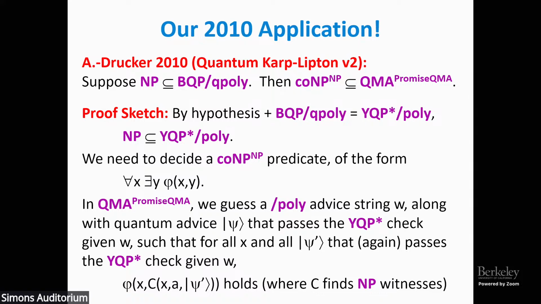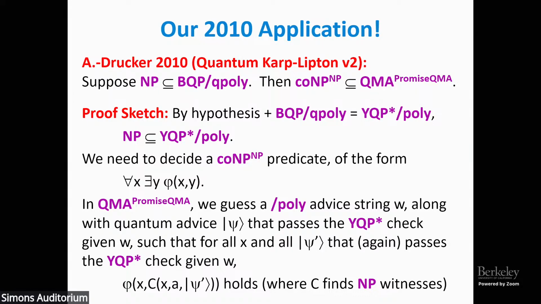Well, first, we guess the classical advice string, call it W, for this YQP/poly procedure that exists. And we also guess a quantum advice state, call it psi, that would pass the check given W, that would pass the YQP check. And now we're going to call our PromiseQMA oracle. Okay, and we're going to hand off the W to that oracle. And then the oracle can again look for a state. Let's call that state psi prime that passes the YQP check.